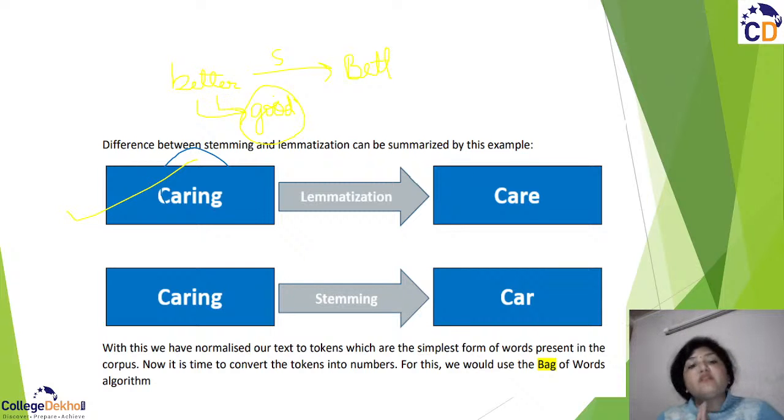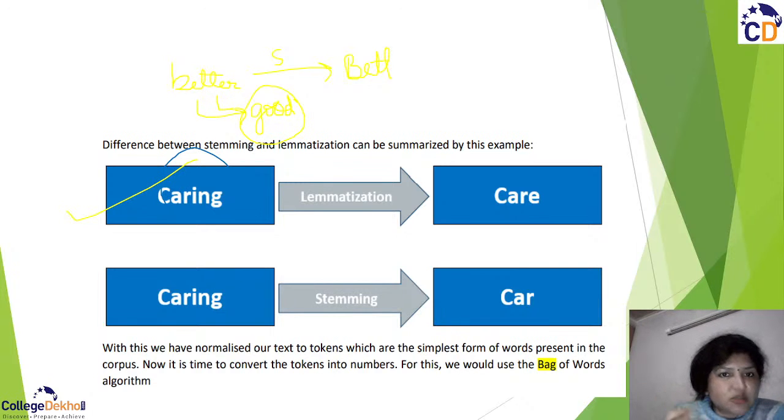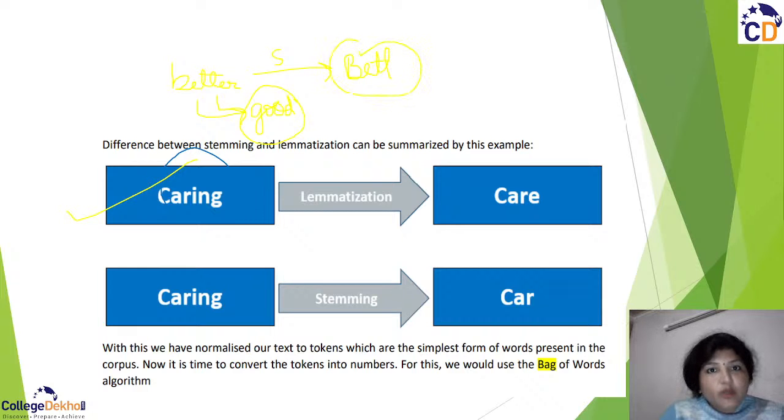So this is the basic difference. We remove the affixes using the stemming process. Yes, it is a faster method. It gives you the output so fast, but how accurate is that output? The word is bet. Is it a meaningful word? No. So the output of the stemmed word is not meaningful, whereas in lemmatization, the output word, the lemma, is a meaningful word. So these are the differences between stemming and lemmatization, right?